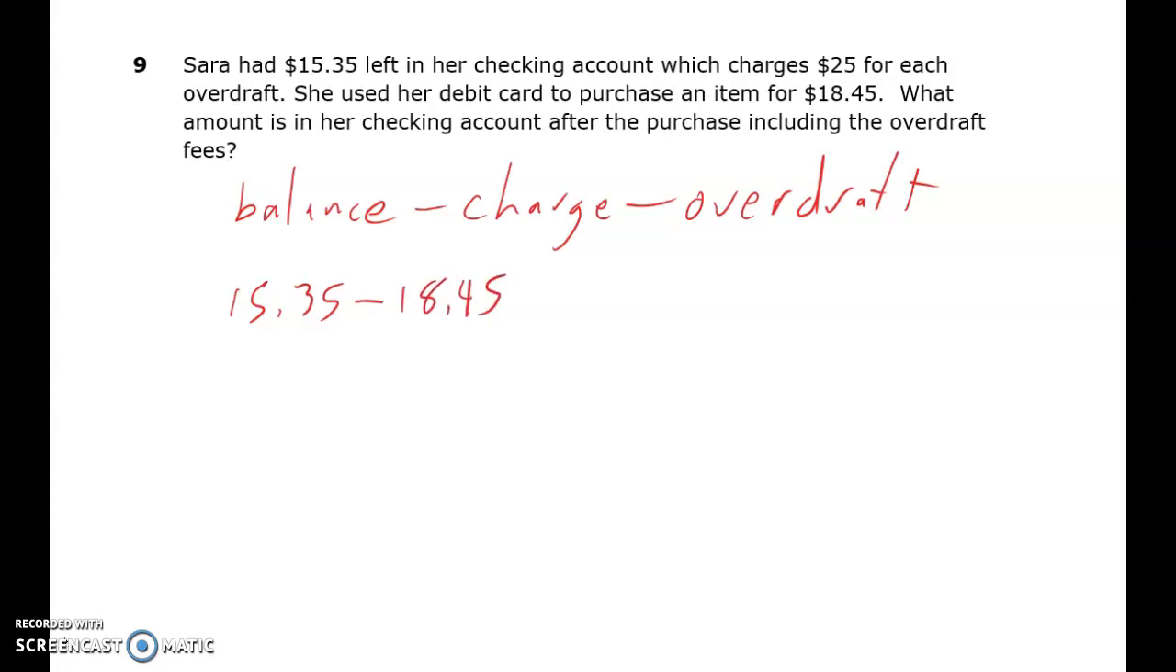And then they're going to charge you $25 to borrow that little bit of money. Okay. So what do we got there?